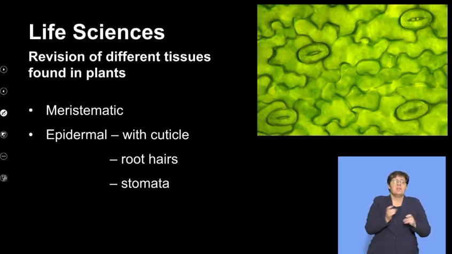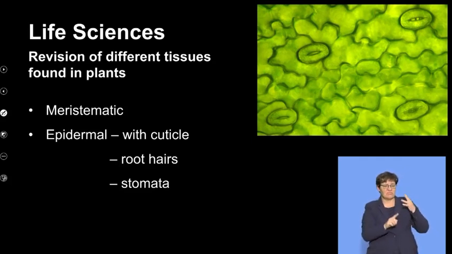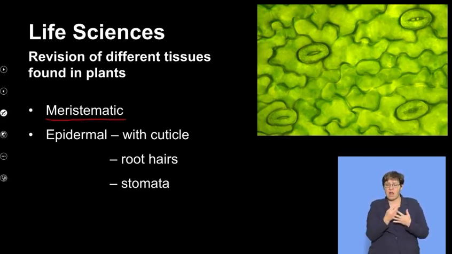However, we need to start by revising the types of cells that we would find in a plant. So, let's revise the different types of cells. In every plant, we have some cells which are meristematic. Remember, they keep dividing, and they're like tiny baby cells.